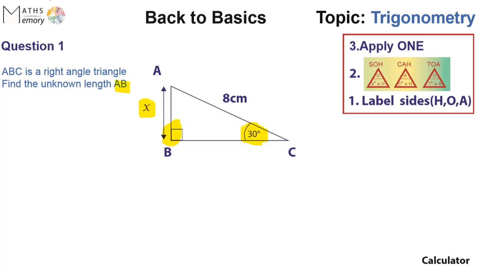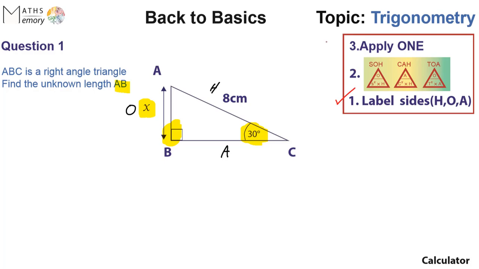So there are 3 steps for any trigonometry question. Step 1, let's label this. Okay, so let's label this over here. H is always opposite the right angle for hypotenuse. O is always opposite the angle that's given, and A is your leftover length over there, adjacent.